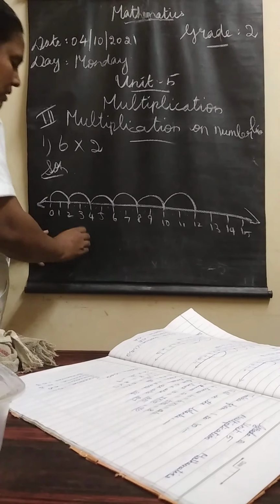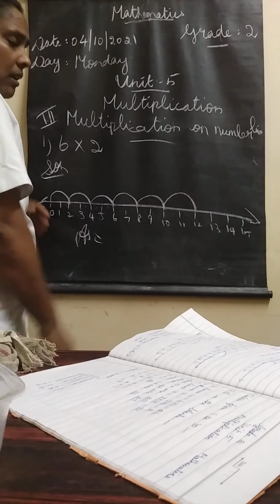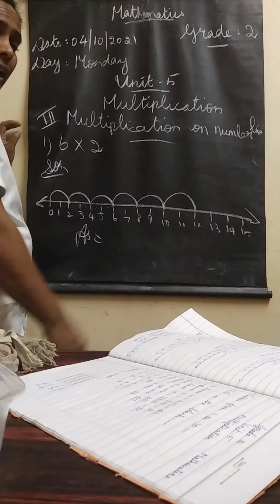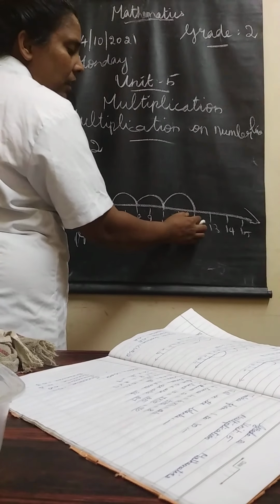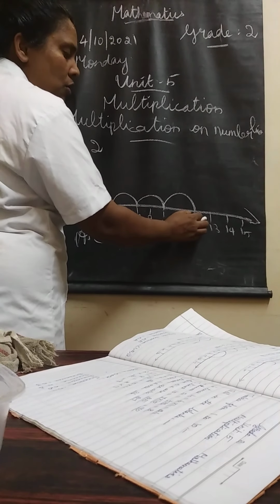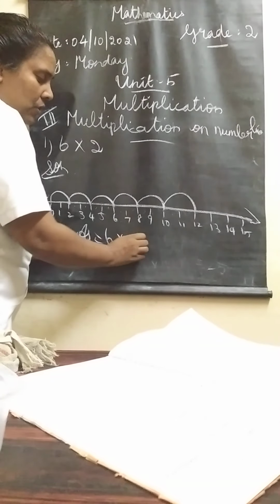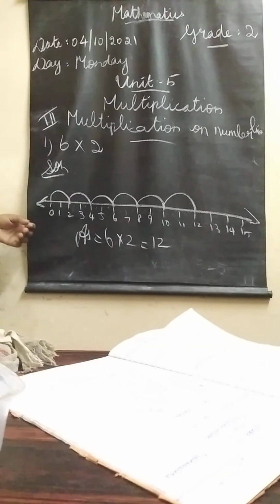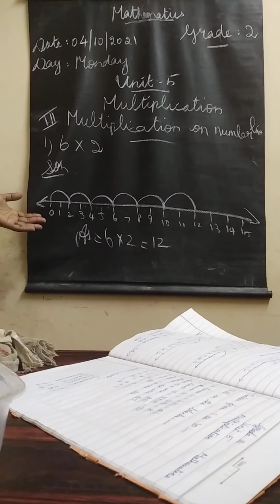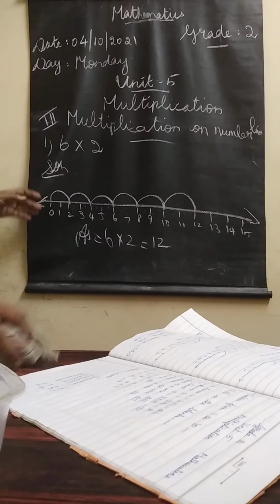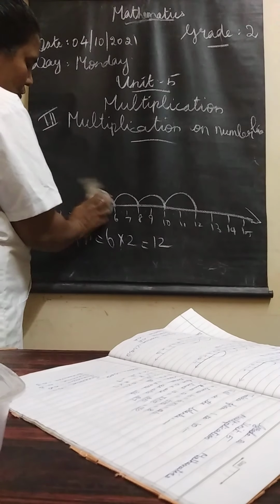So the answer is, in which place does the curve end? The curve ends at the number 12. So 12 is the answer. So the answer is 6 into 2 equal to 12. You understand this question? Yes. Shall we see another question? Listen to the next one.